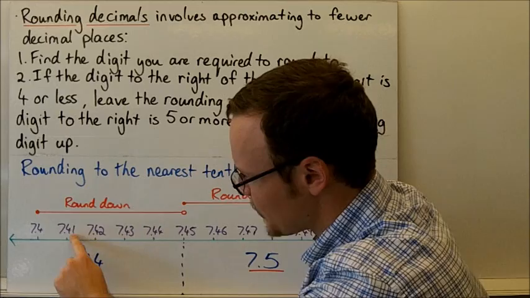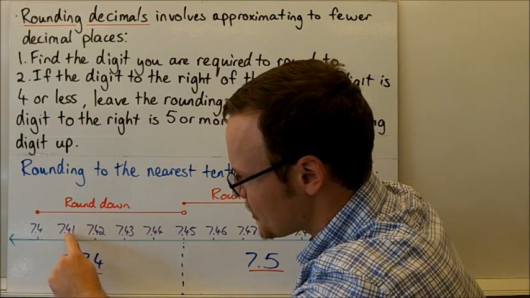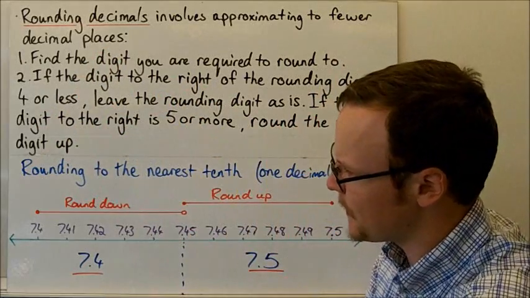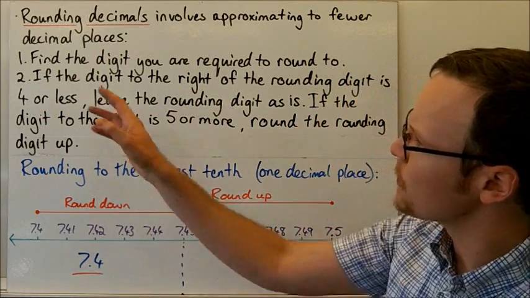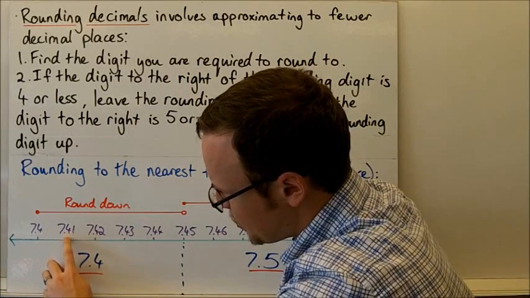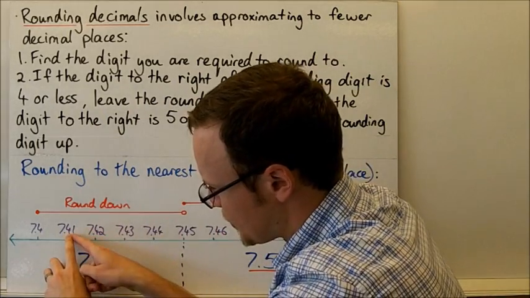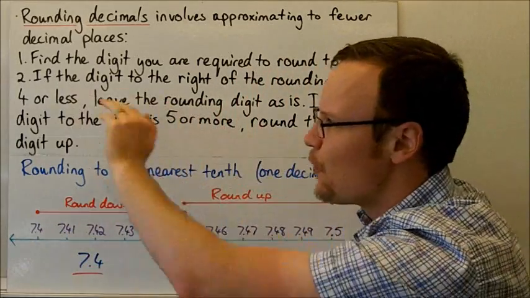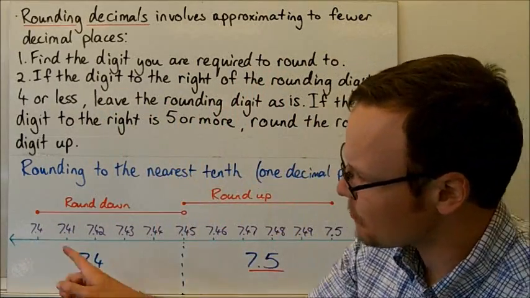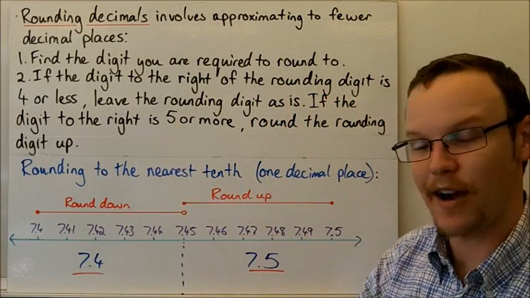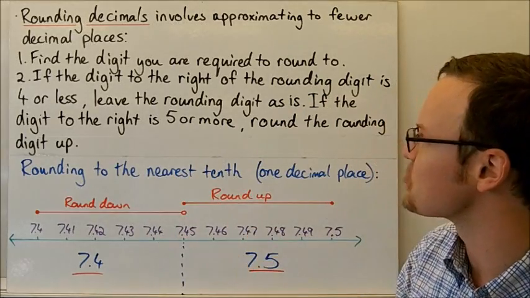That would be the number that we're looking at if we're looking to round to. So we're rounding to that number. Then, once we've found the number that we need to round to, we look to the digit to the right of that digit. So here, if we're looking at 7.41, we look at the number next to it, 1, and we check if it is 4 or less. If it's 4 or less, we leave it as 7.4, and that's our rounded number to the nearest decimal place.